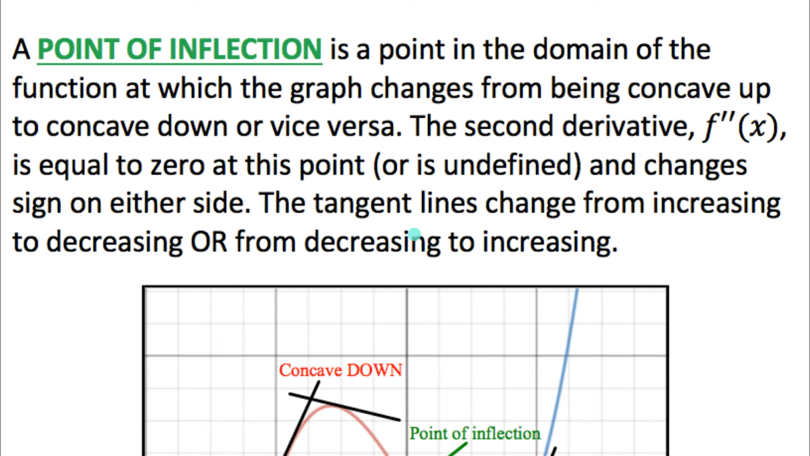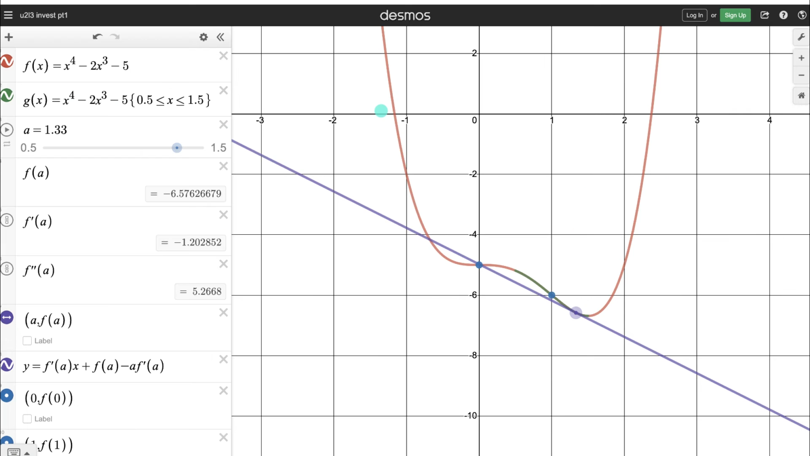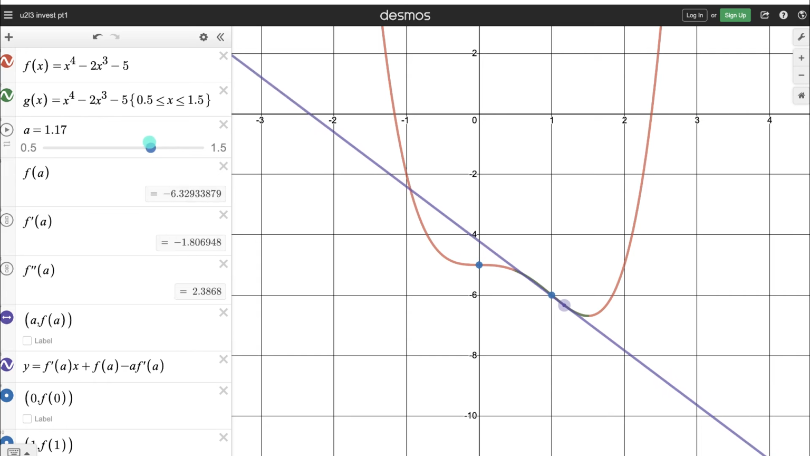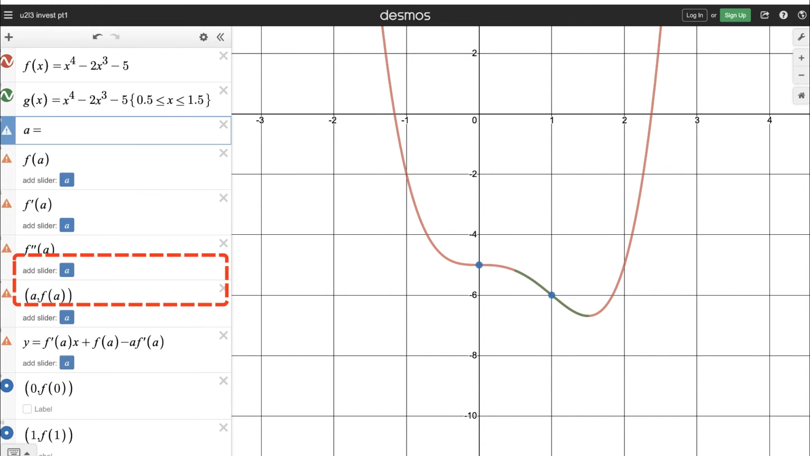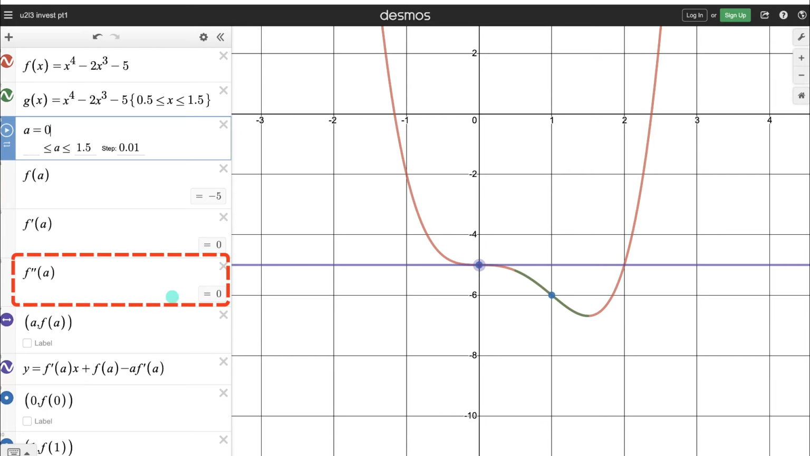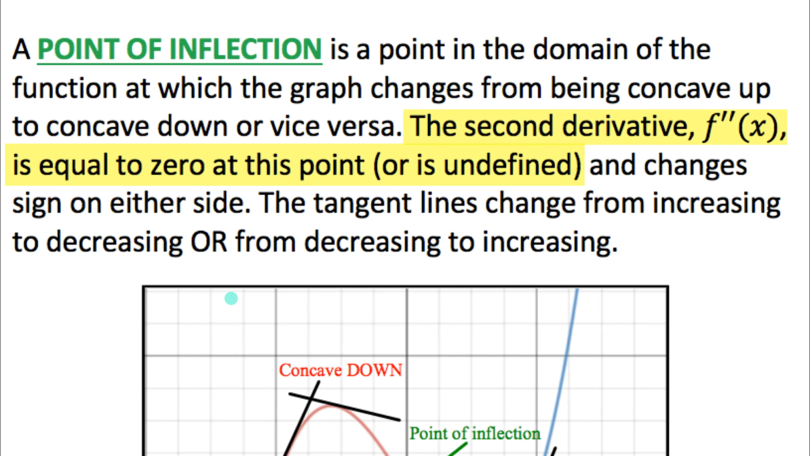What's the value of the second derivative at a point of inflection? Well, look, at an x value of 1, what was the value of the second derivative? It was 0. And same thing at an x value of 0. Here, the second derivative was also 0. So at points of inflection, the second derivative is equal to 0, or undefined. And for it to be considered a point of inflection, there has to be a change in concavity, which means the second derivative would change signs on either side of that point.